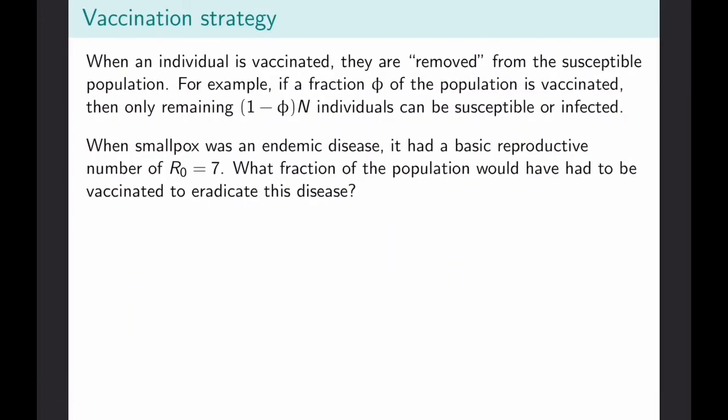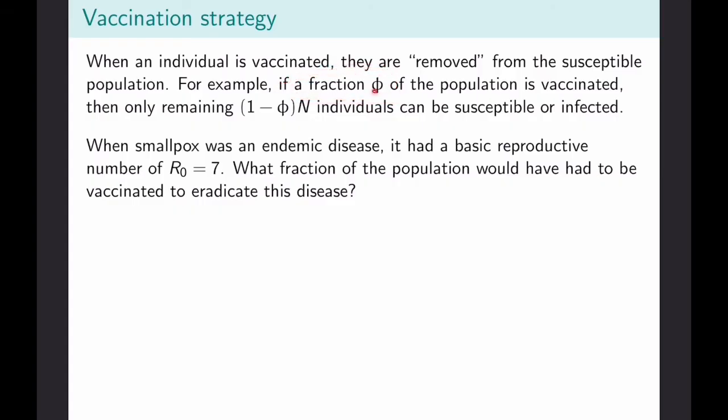So for this, let's consider what it first of all means to be vaccinated. When an individual is vaccinated, they are what we call removed from the susceptible population. So they will no longer at all be able to be infected with the disease. What we can introduce is a fraction of people in the population who have been vaccinated and therefore have to be removed from the susceptibles or infected.